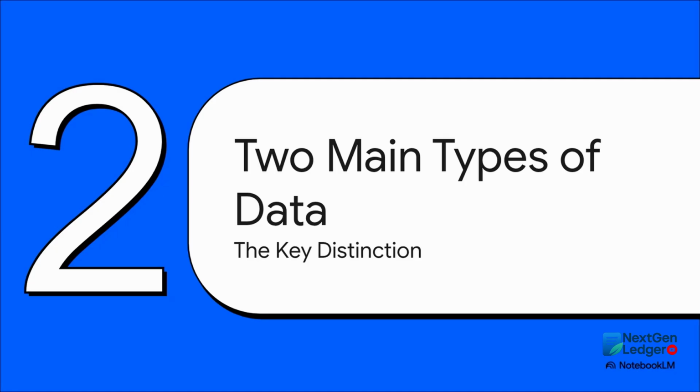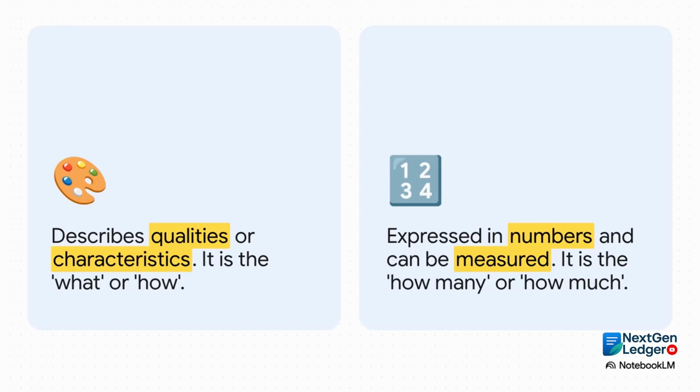Now, here's the thing. Not all data is created equal. To really get a handle on it, we need to split it into two main families. And trust me, understanding this split is the foundation for everything else. On one side, we have qualitative data. The easiest way to remember this is to think quality. It's descriptive. It tells you what something is like. Is the car red or blue? Does the ice cream taste like chocolate? On the other side, we've got quantitative data. Think quantity. This is all about numbers, stuff you can count or measure, like how many cars are parked outside or how much that ice cream costs.